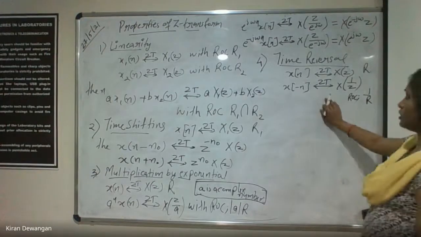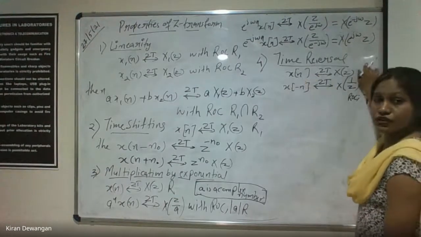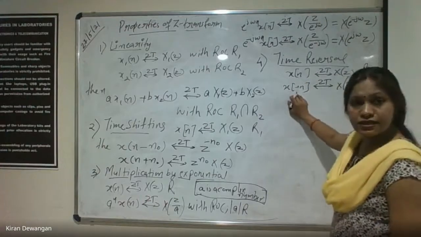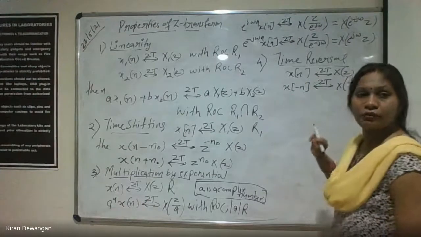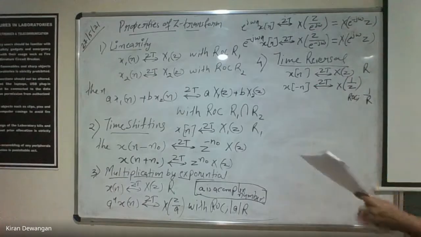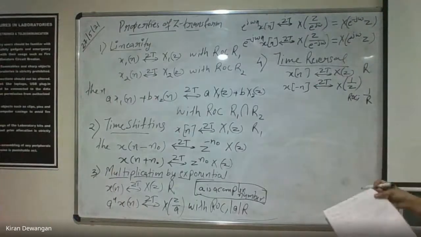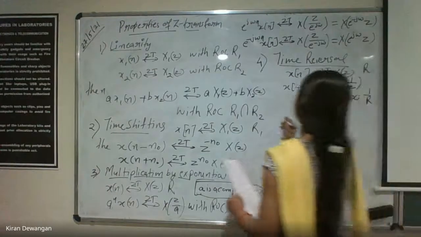Now this is the important thing to understand. If x of n has z transform x of z, then x of minus n will have z transform x of 1 by z with ROC 1 by r. Now the next property is the time expansion.